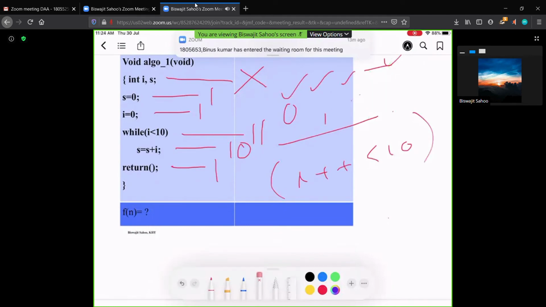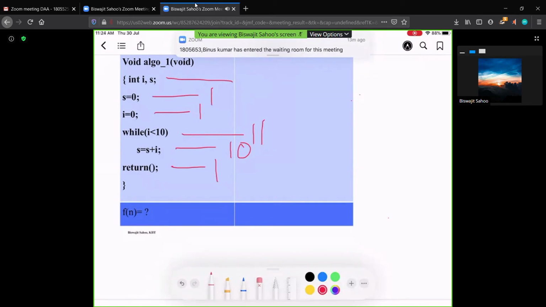If you just remember this, if you see the frequency count, are you in a position to calculate the total frequency count f of n? How much will it come to? Yes, 24. Are you getting this 24? Write this down, it is 24. You all write this down. So this algorithm will execute 24 statements.